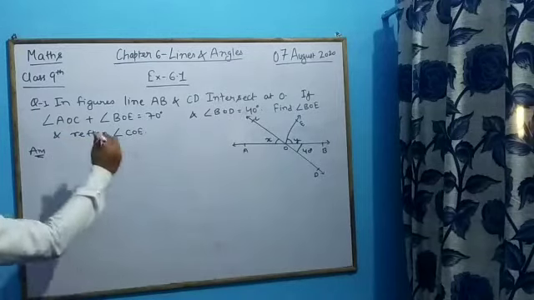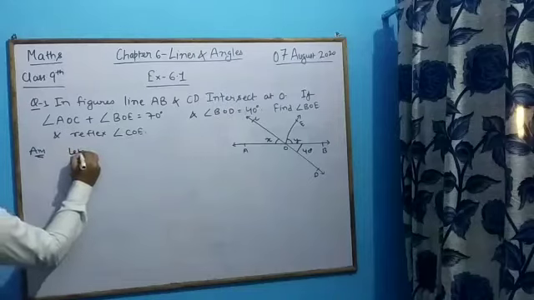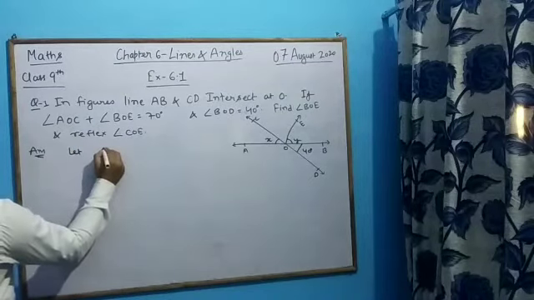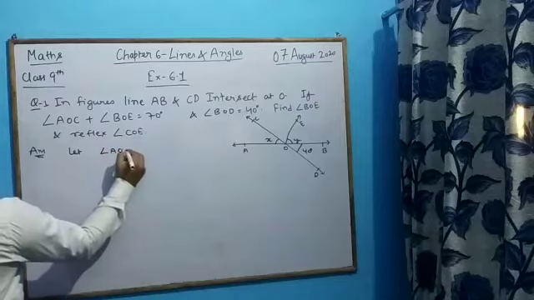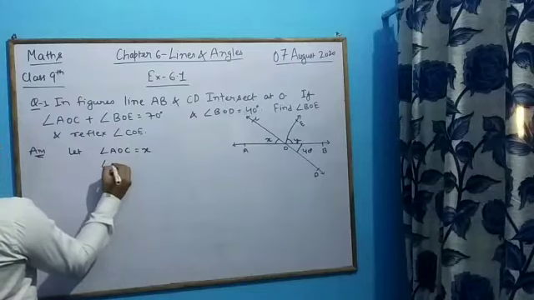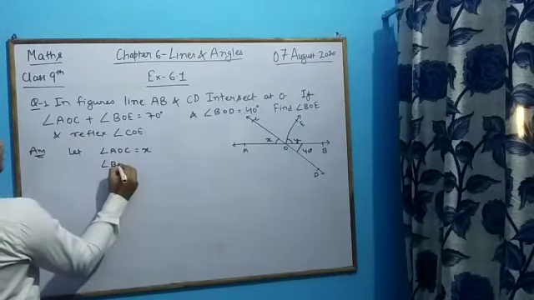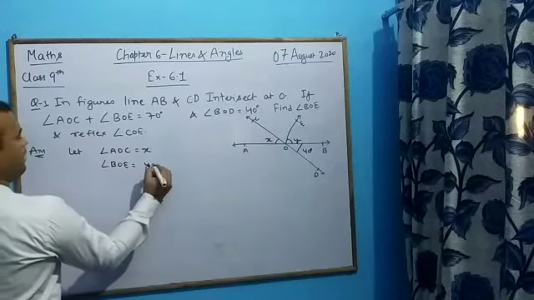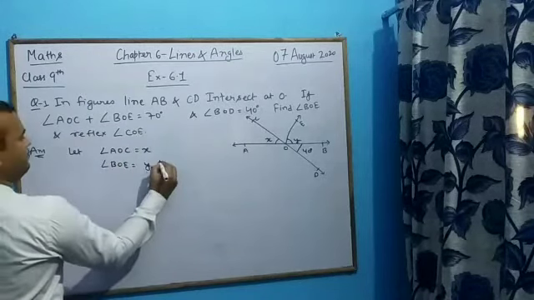So let angle AOC be equal to X. And the other angle we have taken, BOE, as Y. We have just taken it and written it as an assumption. Here we have also been given that angle BOD is equal to 40 degrees.